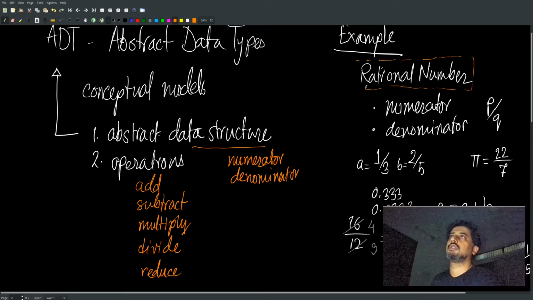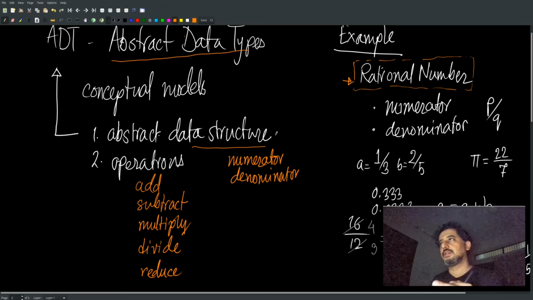And if you look at this definition right here, where we are creating this abstract data type, the abstract data type is called a rational number. We know this rational number as something that has two things. The data structure consists of the numerator and the denominator. And for the operations, we've got add, subtract, multiply, divide, and reduce. And that's pretty much it. So that defines our abstract data type.